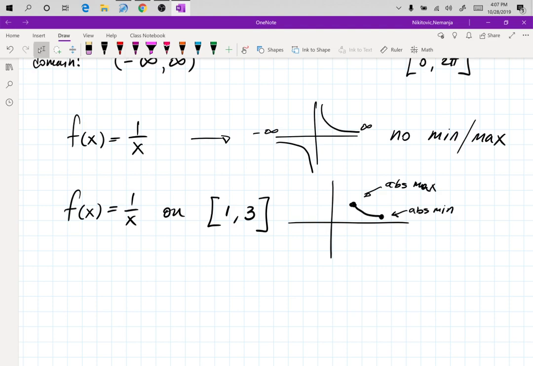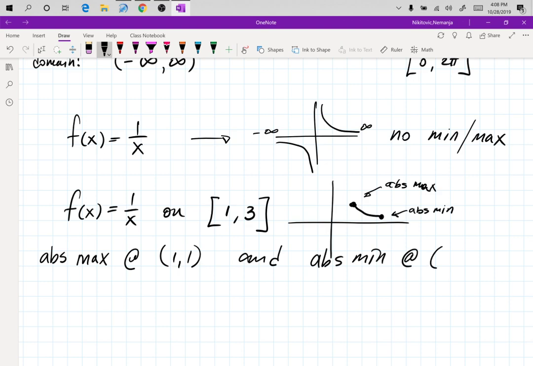So in this case, we have a max, well, ABS max, because we know it's absolute max at (1, 1), and ABS min at (3, 1/3). It's not a root. So this is what we have for this example.